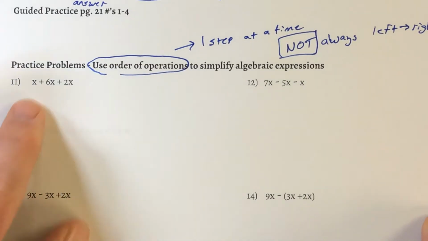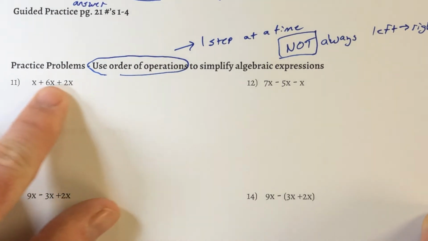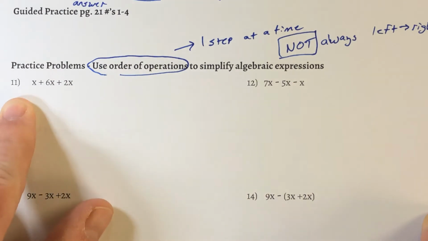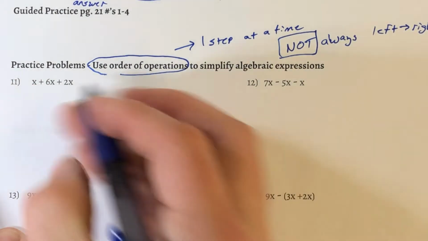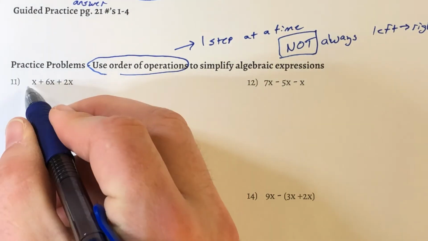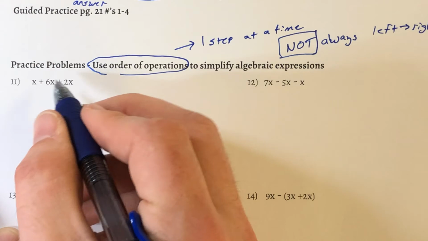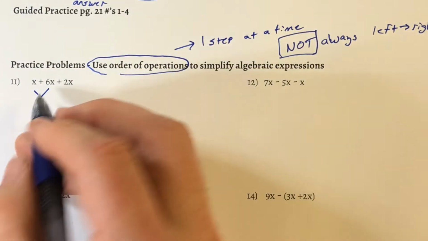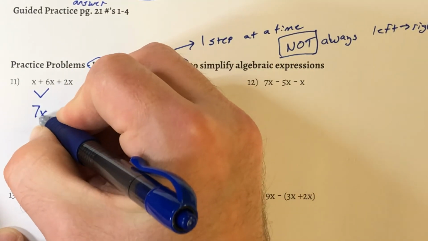All right, first one. We have x plus 6x plus 2x. First, we must know, are they all like terms? Yes, they all have the same variable x. That means I can do stuff with that. So we're going to work one step at a time. Are there any parentheses? No. Exponents? No. Multiplication or division? No. Addition or subtraction? Yes. Addition or subtraction is worked left to right. So x plus 6x, I have 7x.